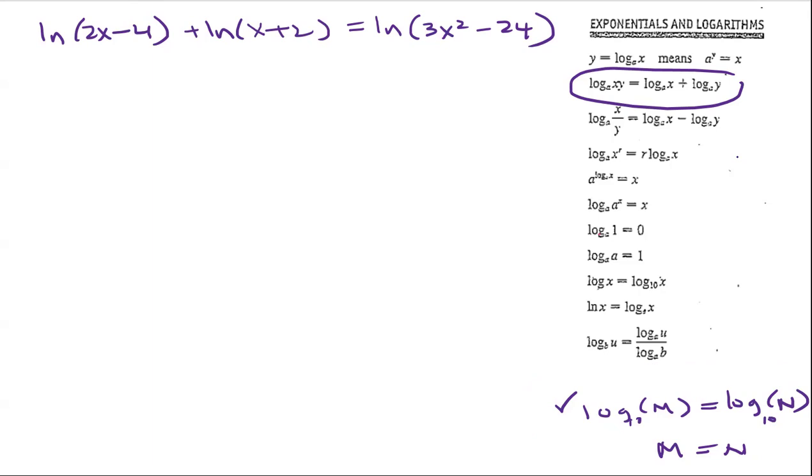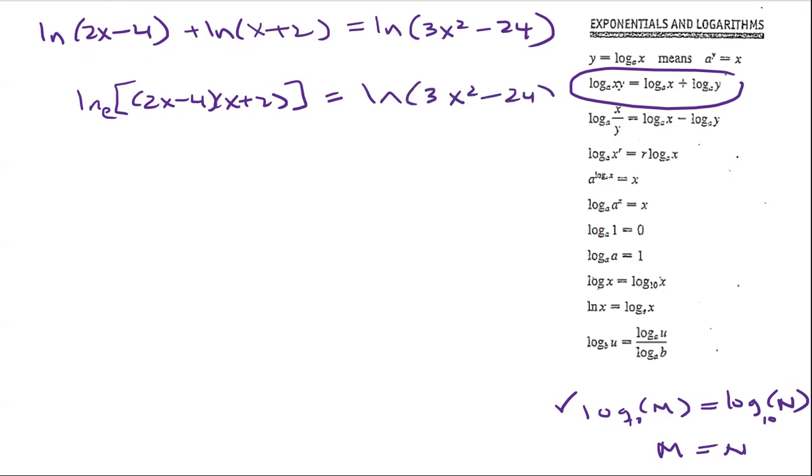So that's what we're going to do. Again, I can only do this because all of the bases are the same. This is e, and this is e. At any point, if one of the bases is not the same, then I cannot apply this rule. Okay. All right. So they are the same, so I can move forward. So I'm going to have ln of base e. And then I'm going to multiply the 2x minus 4 times the x plus 2. And I have on the right side ln of 3x squared minus 24.